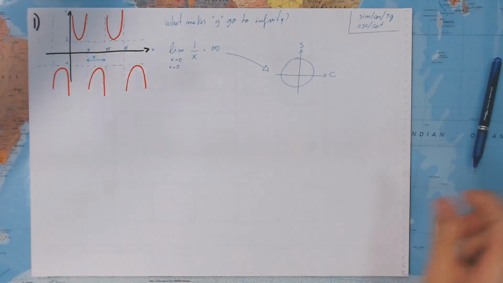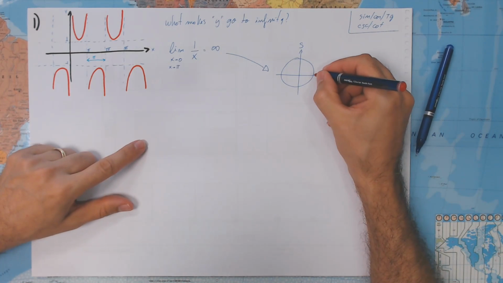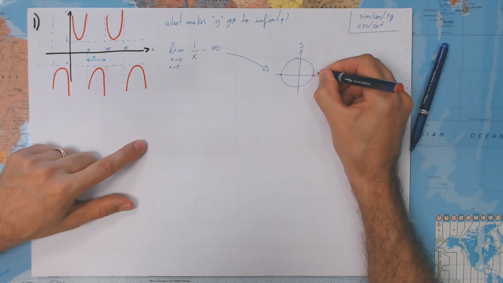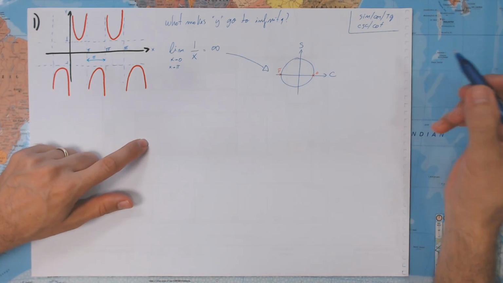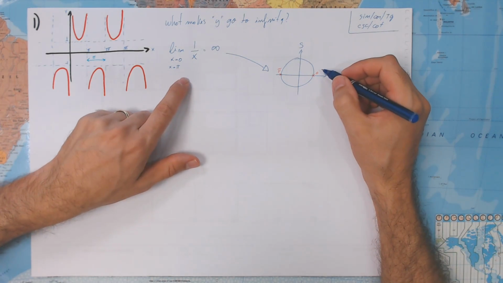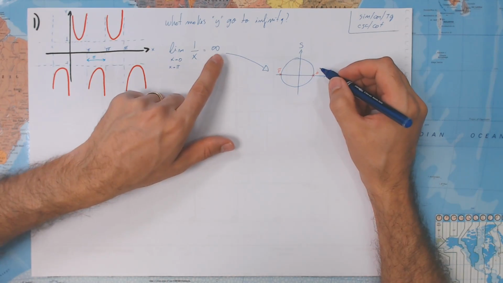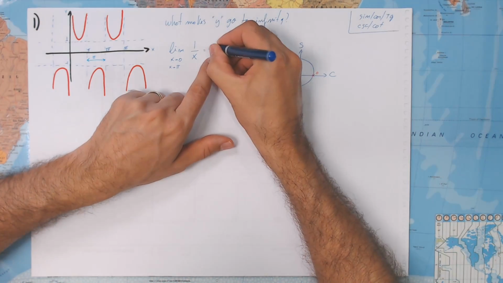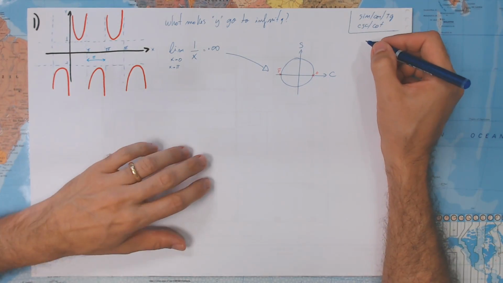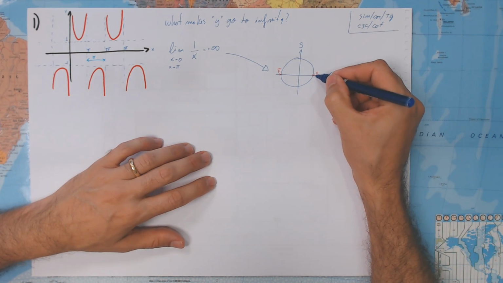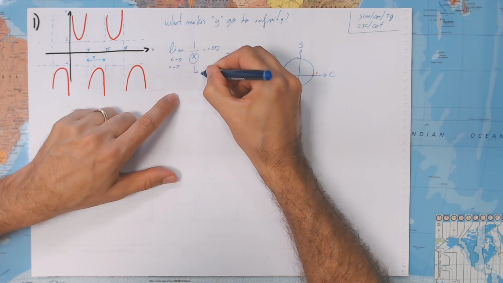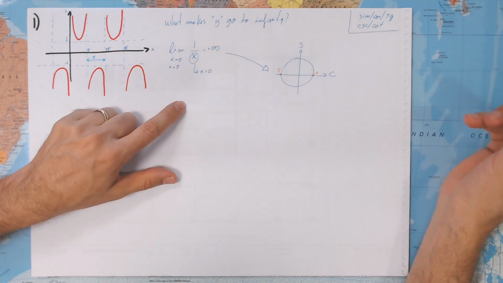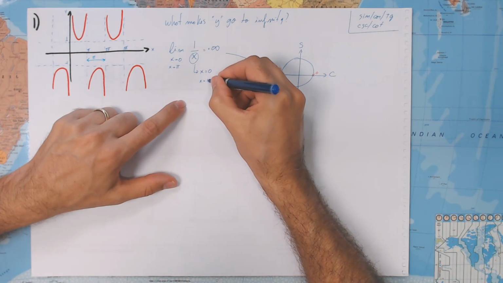Now, we are at 0 and 2 over pi. At those two locations, we just bring our function to infinity, and actually, so far, plus infinity. So that means that x is going to be 0, or x is going to be pi.